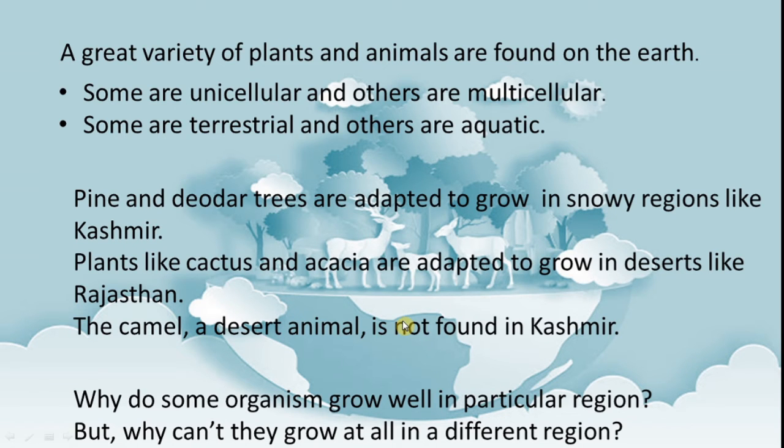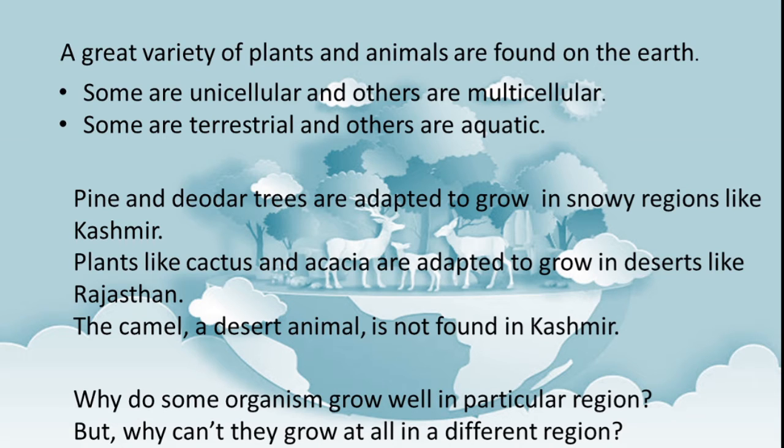A great variety of plants and animals are found on the earth. Some are unicellular and some others are multicellular. Unicellular means made up of a single cell, and multicellular means made up of many cells. Some are terrestrial and others are aquatic. Terrestrial means which lives on land, and aquatic means which lives in water.